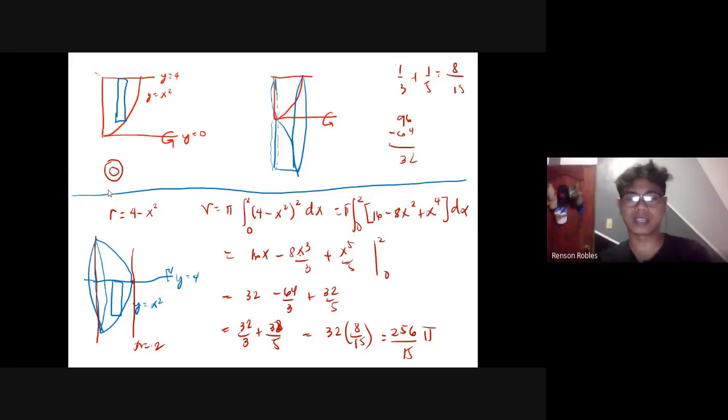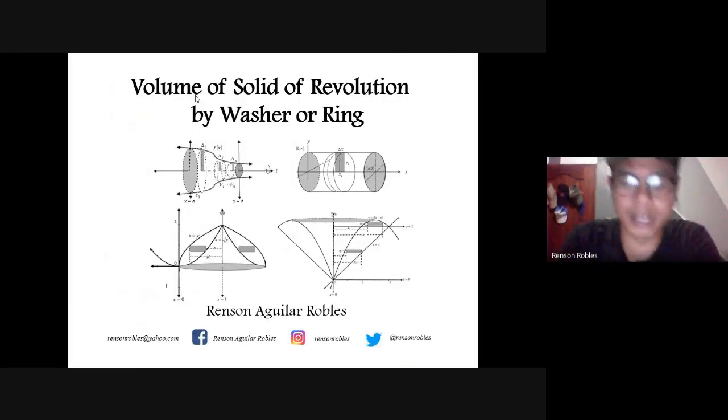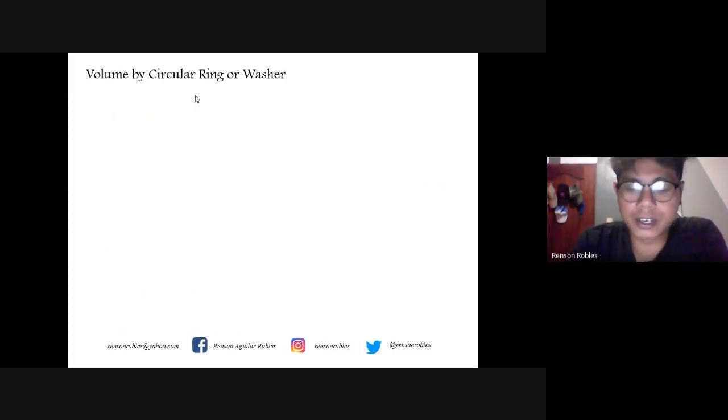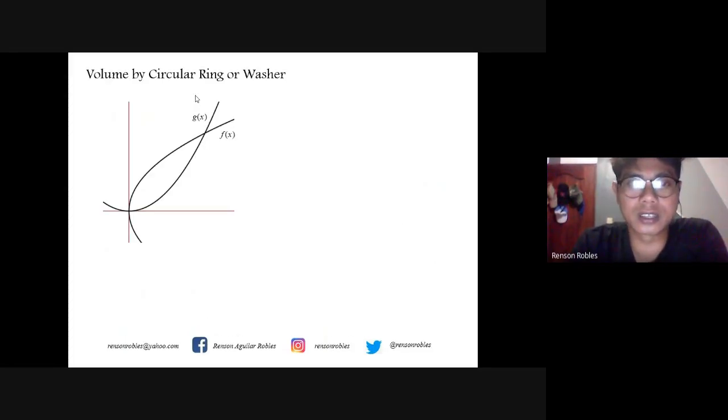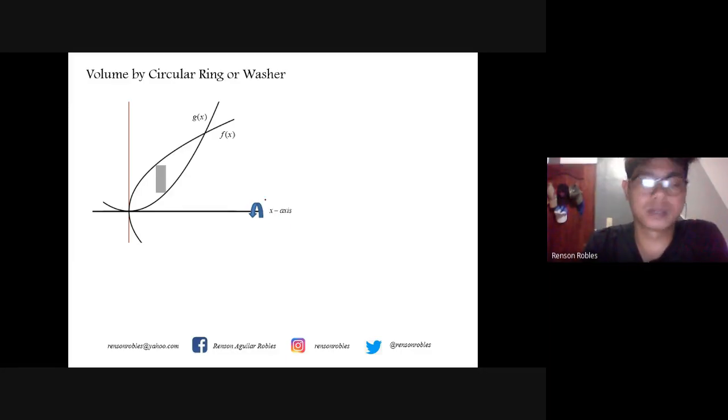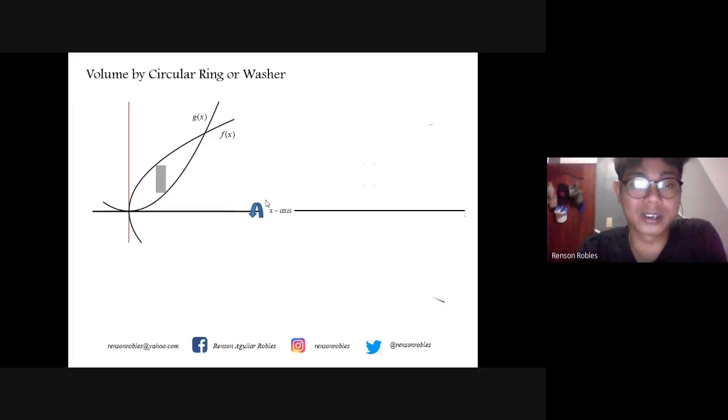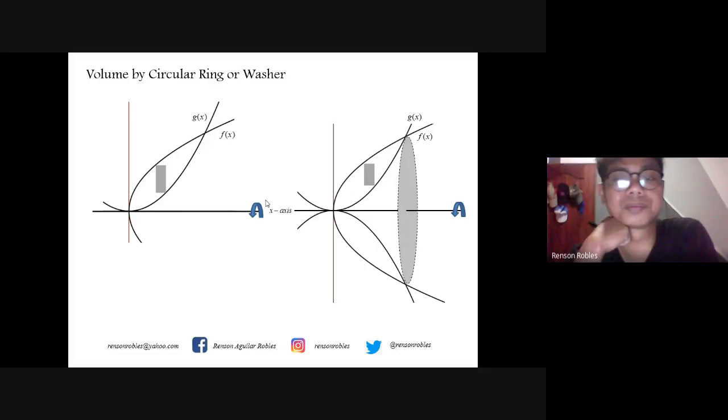Okay, so are we done? Shall I proceed with the next method so that we can now solve this? Yes po, sir. The washer or the ring method. Okay, so by the ring or the washer method, let's take this region. This is bounded by y equals f of x and y equals g of x. So again, we take an element perpendicular to the axis of revolution. Okay, so again, the axis of revolution is the x-axis for the meantime, and then we will just modify the equation later. And this is the region we are referring to, or the solid.